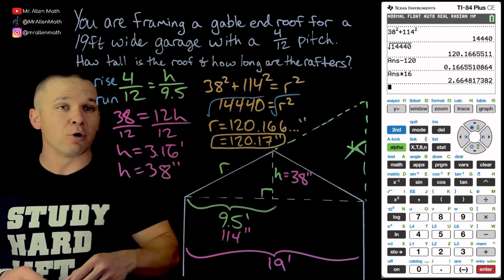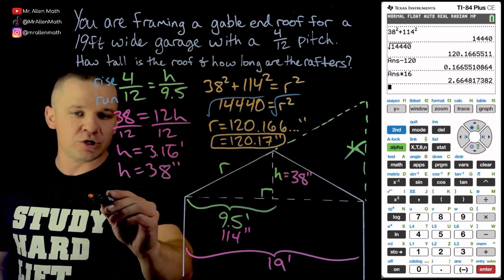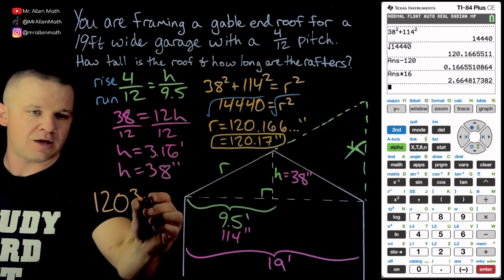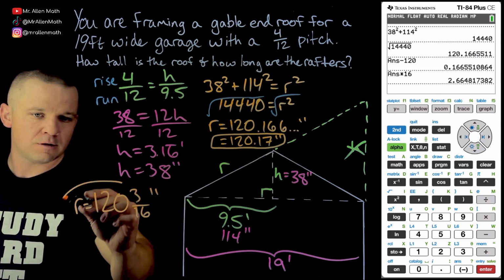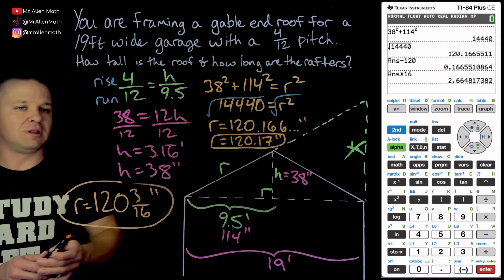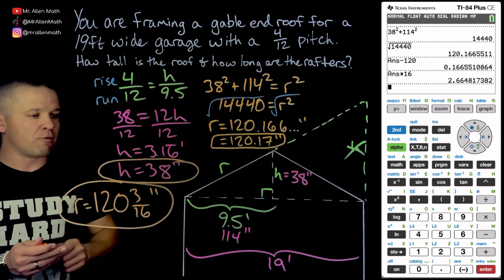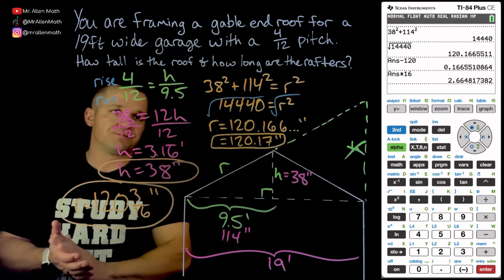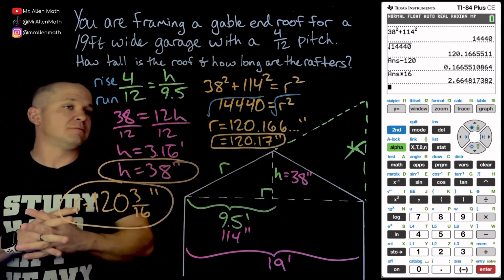So now we're going to have our tape measure answer here. Tape measure answer of 120 and 3 sixteenths inches. That's for my rafter length. So I got a height of 38 inches and a rafter length of 120 and 3 sixteenths inches. Dang, that's dope. That's super dope. All right, there we go, guys.